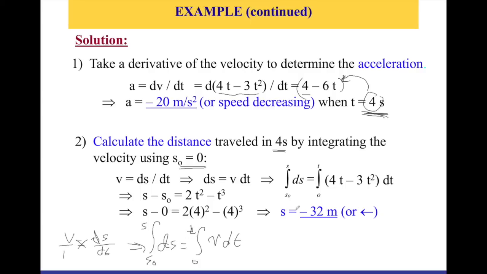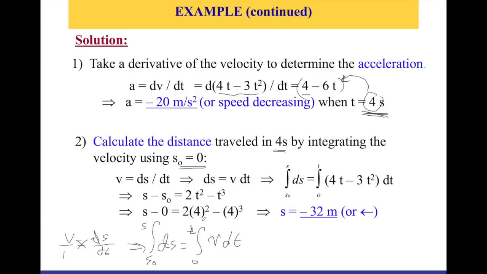After constructing this, you put ds, and then you put your velocity function, which is 4t minus 3t squared. The integration of ds is s, and since the limits are from s0 to s, this means s minus s0 equals the integration of 4t, which is 4t squared divided by 2, which is 2t squared, and the negative goes there. The integration of 3t squared is 3t cubed divided by 3, which is t cubed. We want to find the travel distance at time equals 4 seconds.